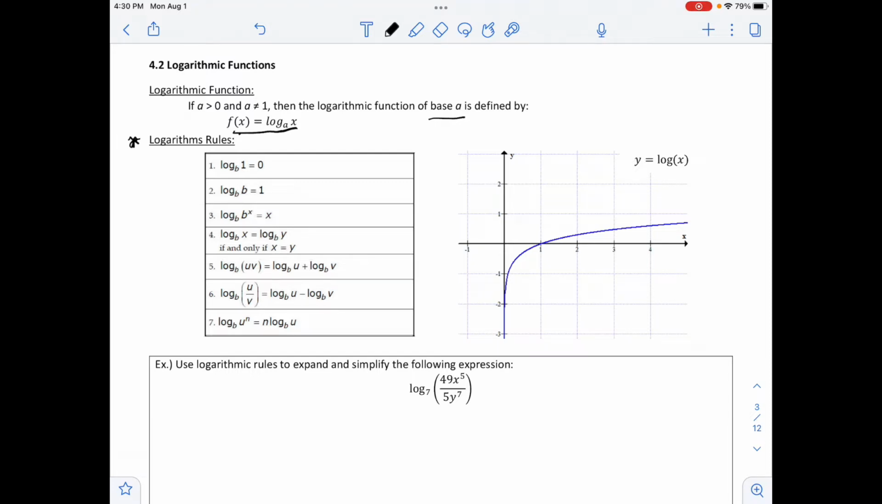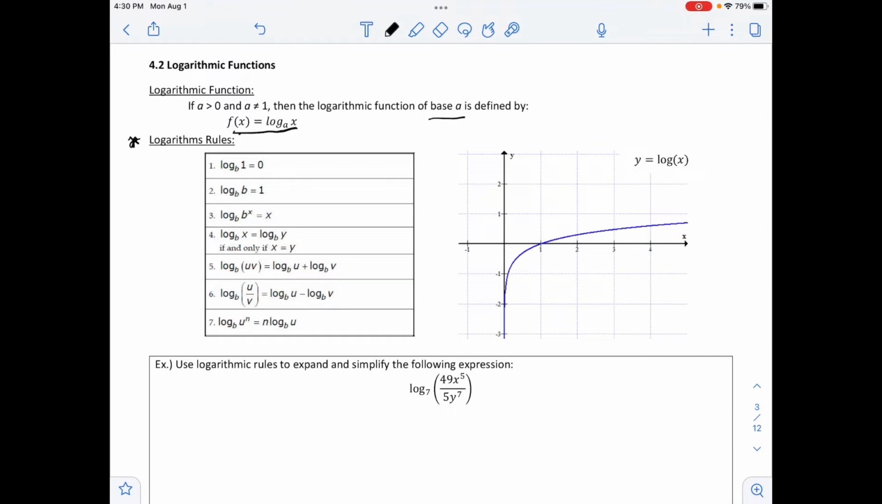Number 5 says log base b of u times v is equal to log base b of u plus log base b of v. 6 says log base b of u divided by v is going to be log base b of u minus log base b of v. And then 7, the last one that we have here, is log base b of u to the n is equal to n times log base b of u. Next to the logarithmic rules that are listed is the graph of the log function. Again, this will depend on the base of the log, but it generally will have that same shape.